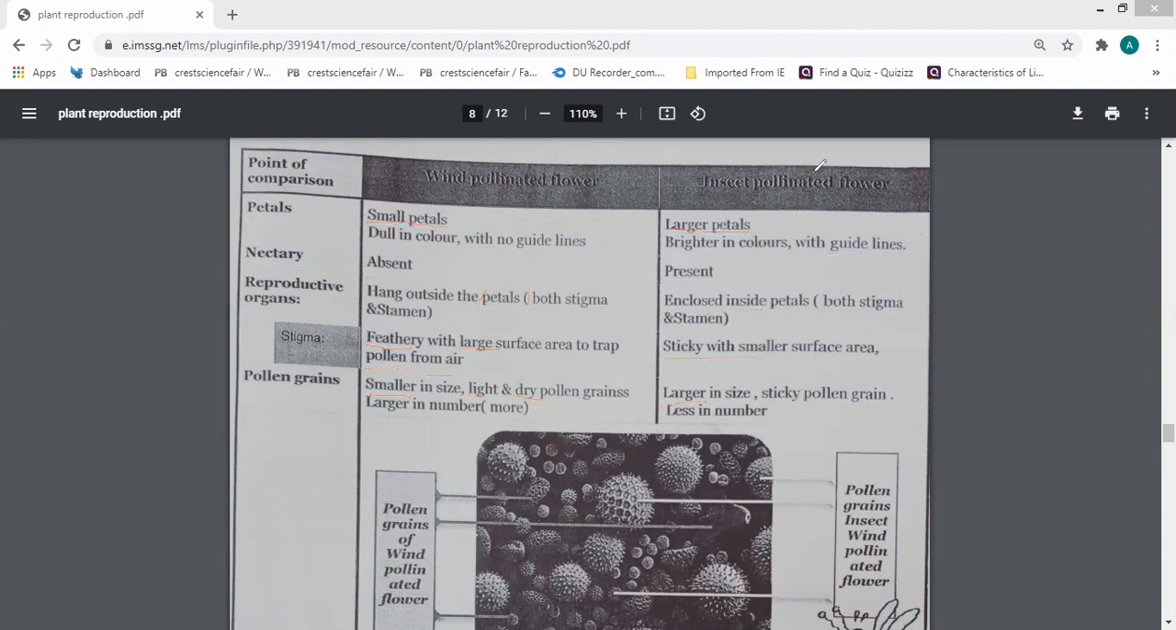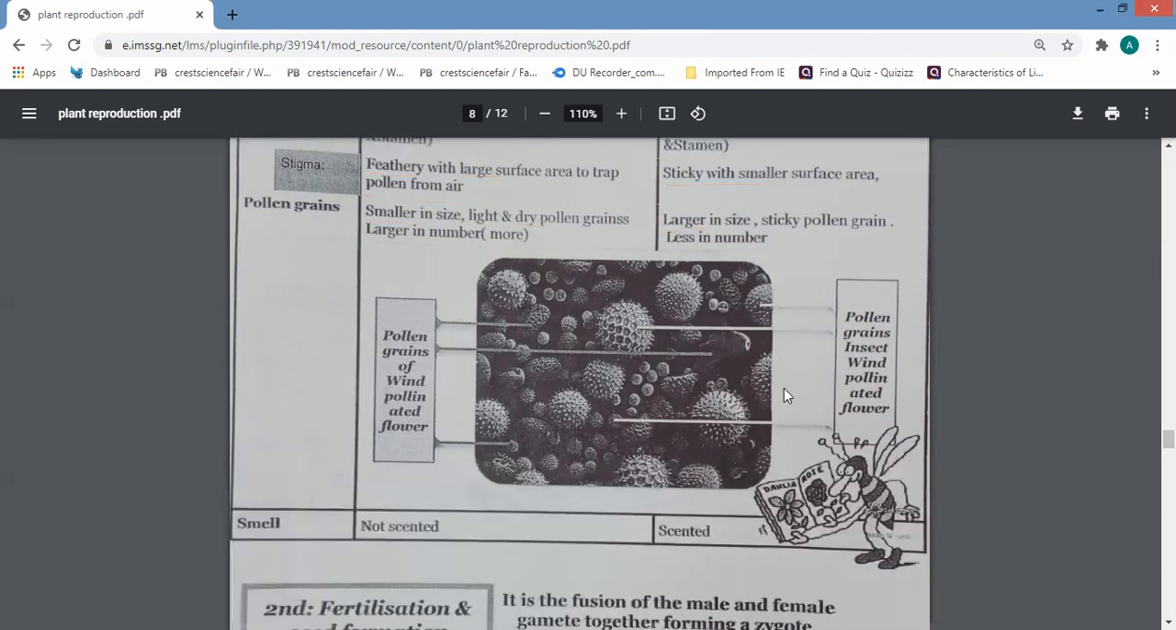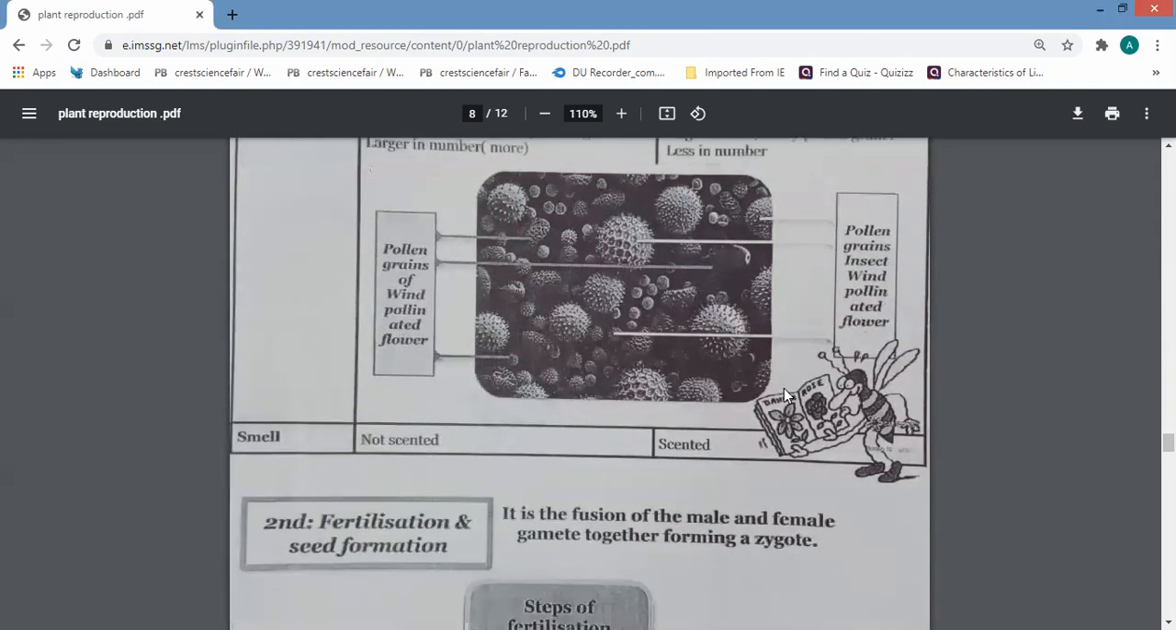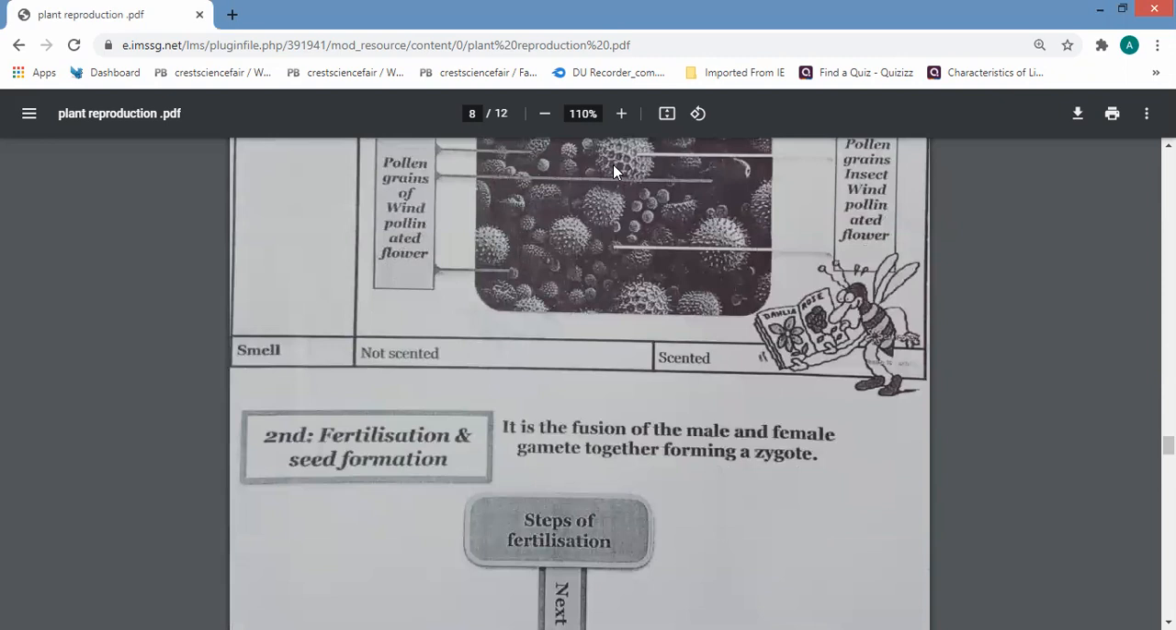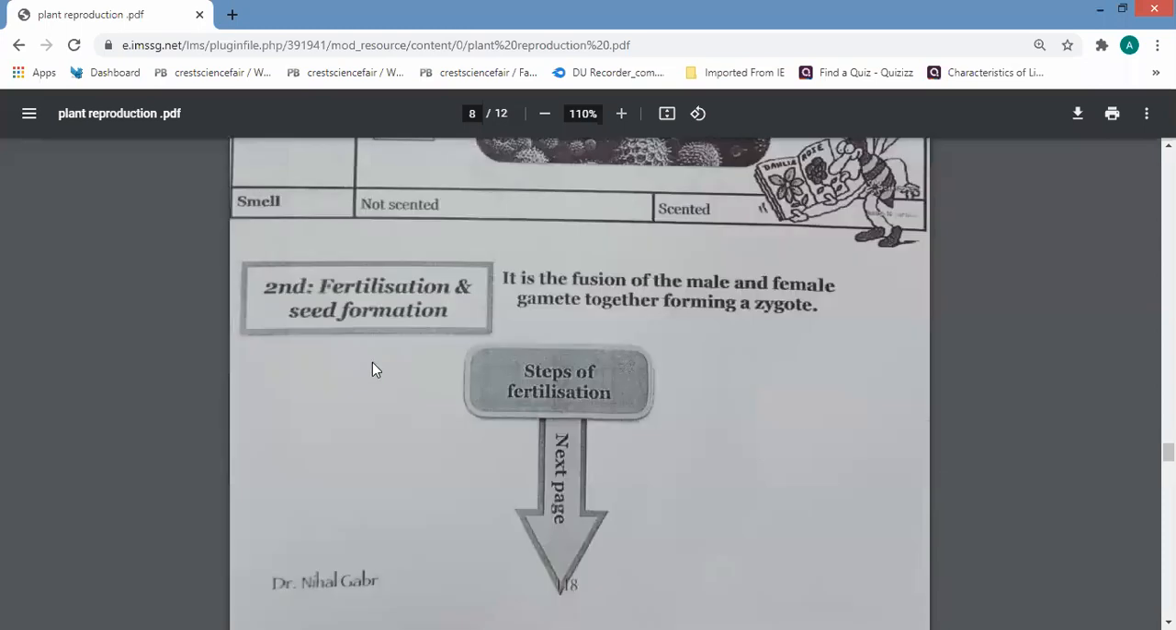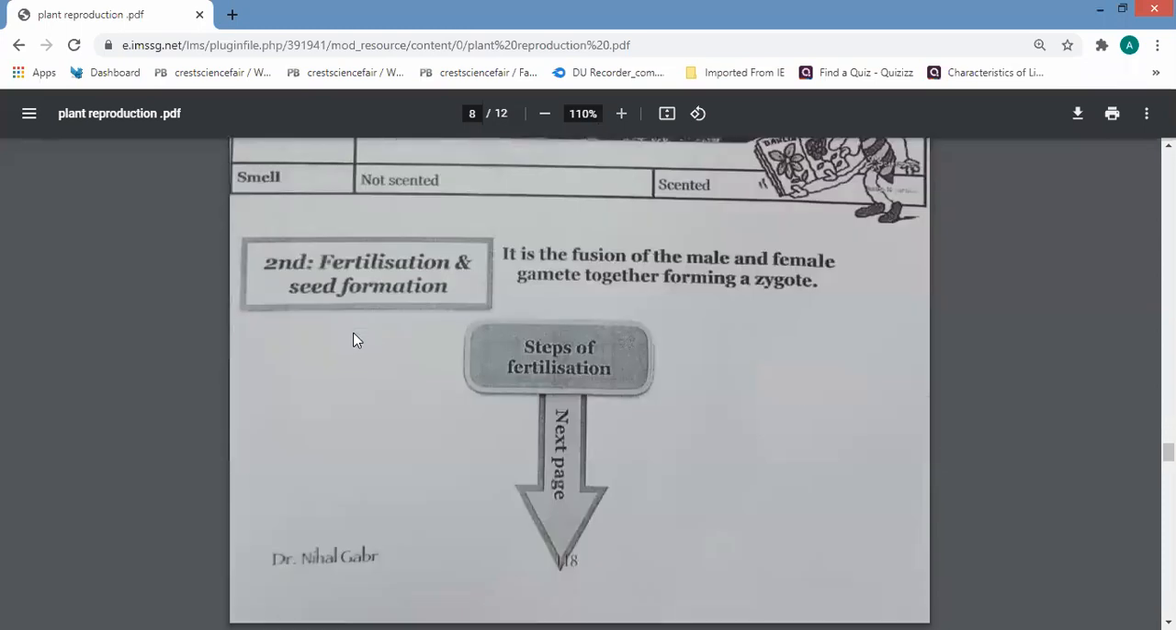Next point, about the odor. Wind pollination does not require scent or odor for the petals, but in case of an insect, the petals must be scented to attract the insect. The next point is about fertilization.